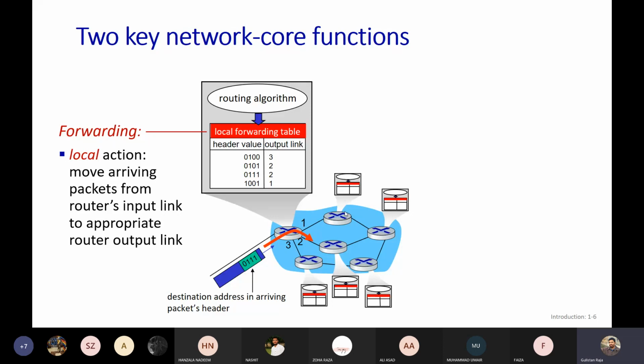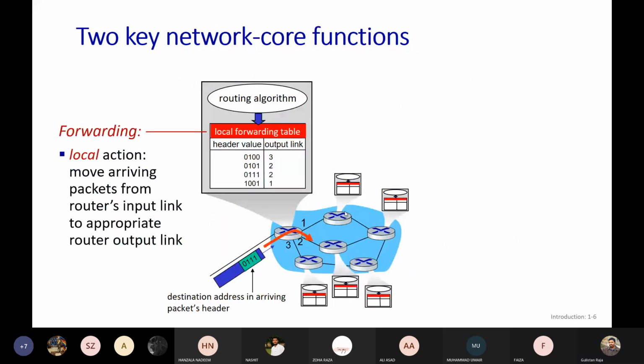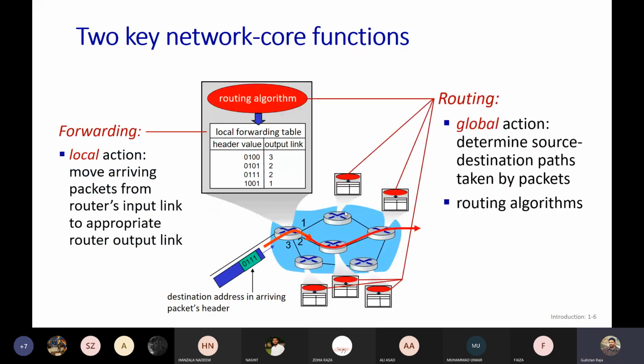Now let's move to another thing. Now there is a global action. Global action means determining the source to destination paths taken by packets. What is a local action? Local action means consulting the forwarding table, comparing the incoming address with the table's address, and finding out the output link.